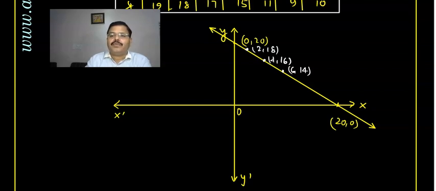So these are a few values which can be plotted there, and you can plot an infinite number of values on this line. There are infinite values on this line. So just to mark them, this is 2, 4, 6, 8, like this.